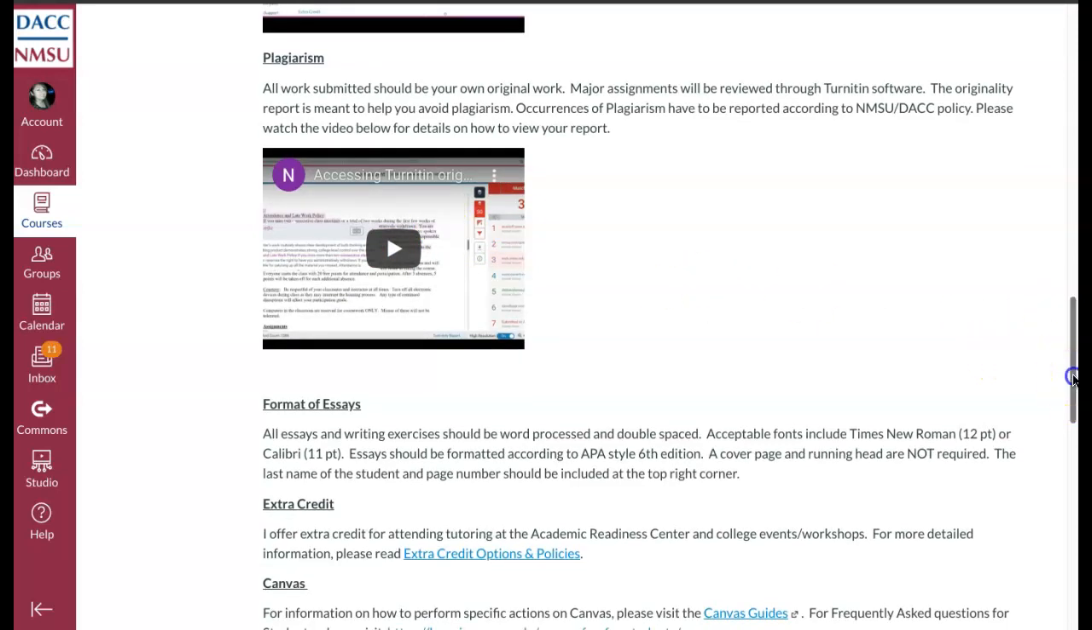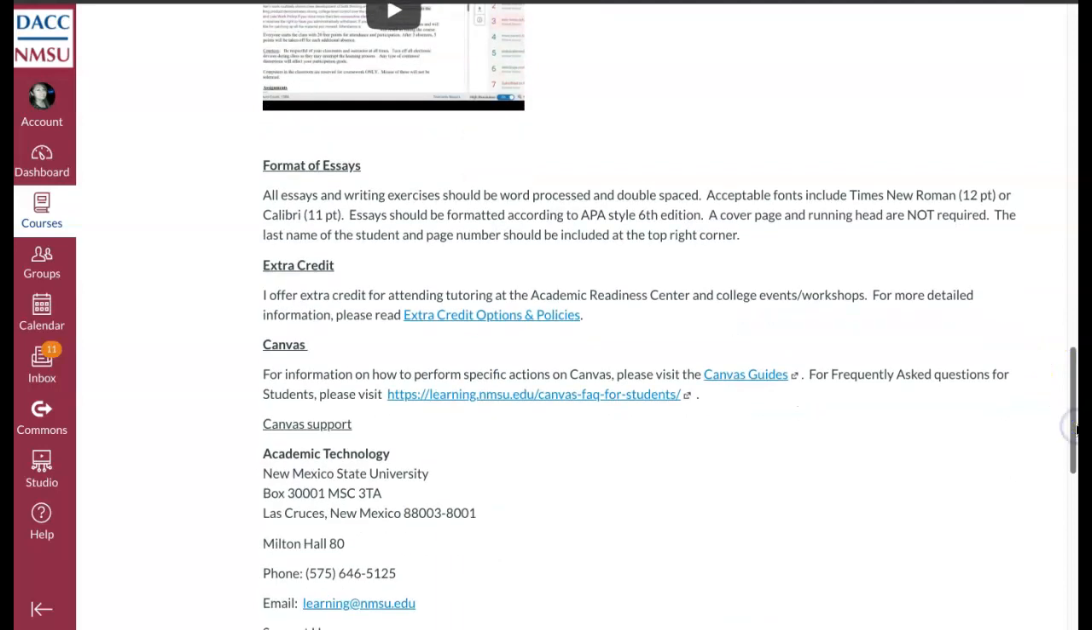As far as the essays, all of the essays should be double spaced, and we use the APA Style 6th edition, either Times New Roman 12 point or Calibri 11 point. Here you can go ahead and click for more details about the extra credit, and here is also where you'll find the summary of tutoring session form.